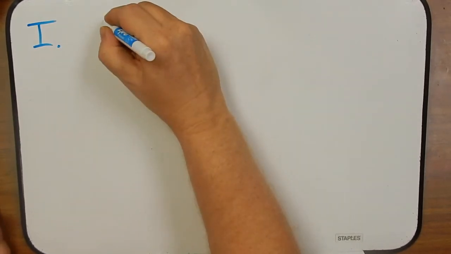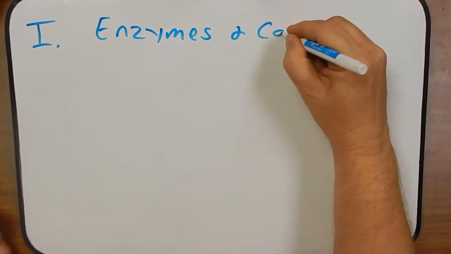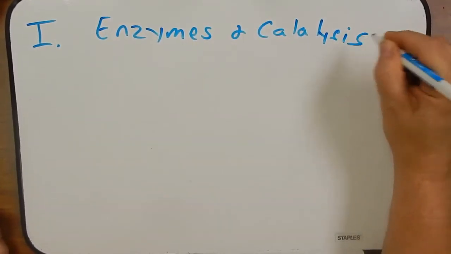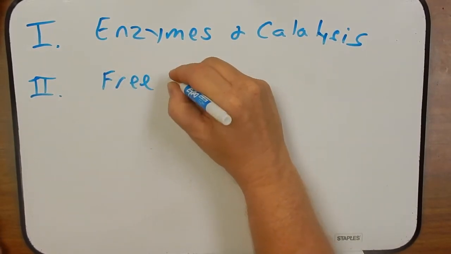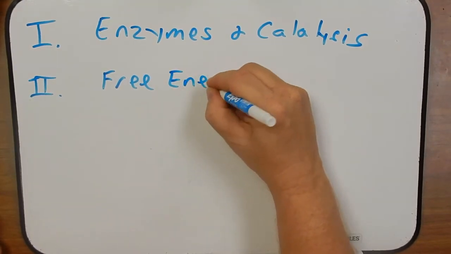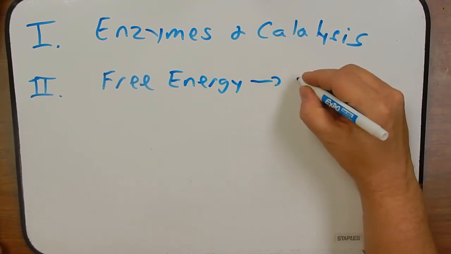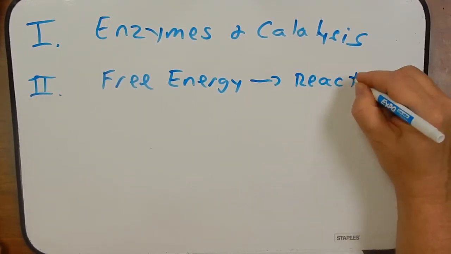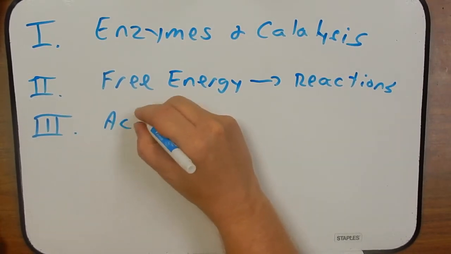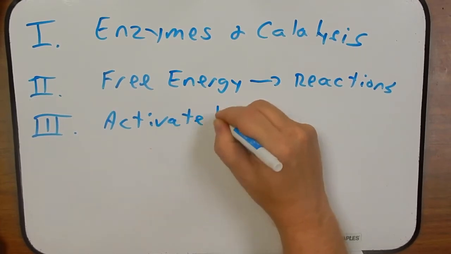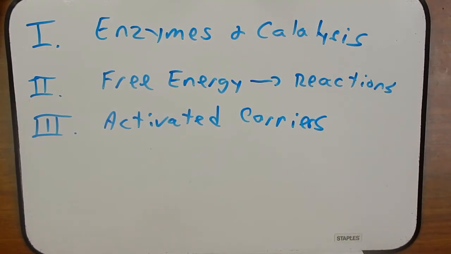The first is we're going to talk about enzymes and catalysis. In the next one, we're going to talk a little bit more about free energy than what we talked about in the last set of podcasts. We're going to talk about how that free energy is used in reactions, in catalytic reactions. And then we're going to end with a very brief discussion on activated carriers. That'll be important as we move forward in the semester.